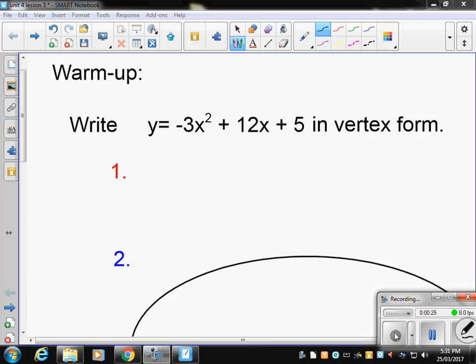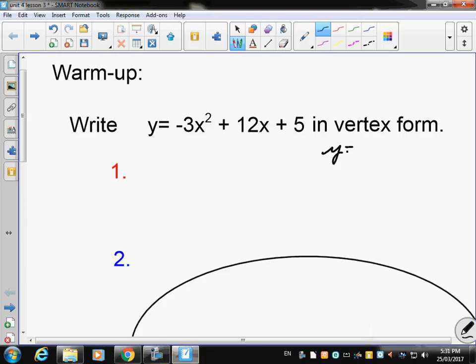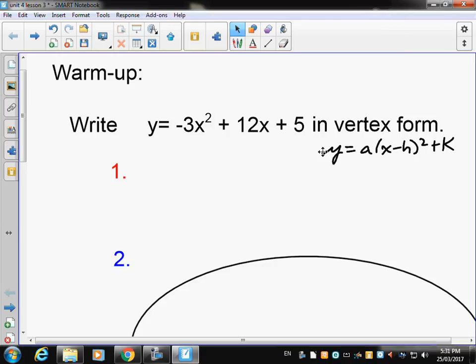So if I want it in vertex form, I want it as y equals a(x minus h) squared plus k. That's my goal. First thing I see on this particular example is that it has a negative 3 at the beginning, and I don't like it. It's ugly. So I am going to factor out the negative 3.